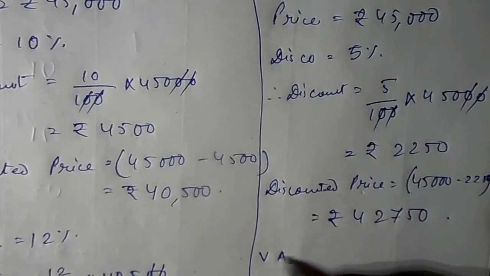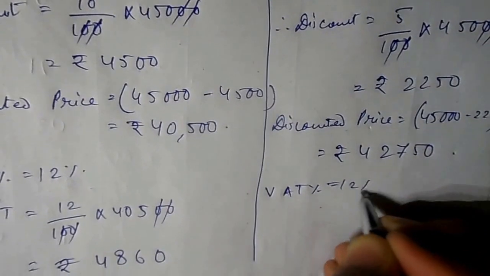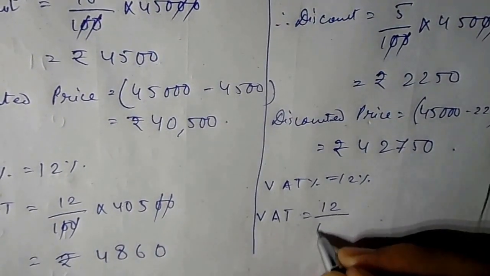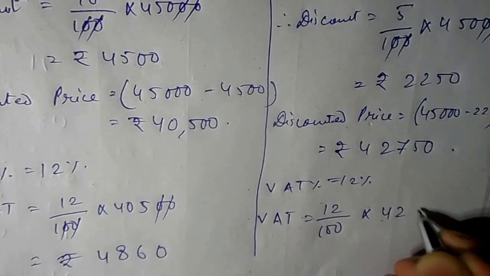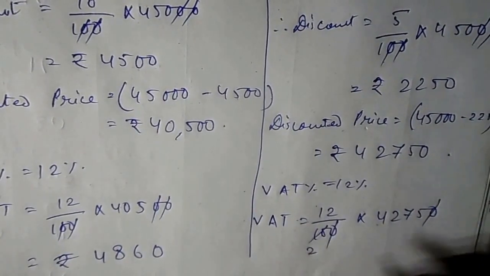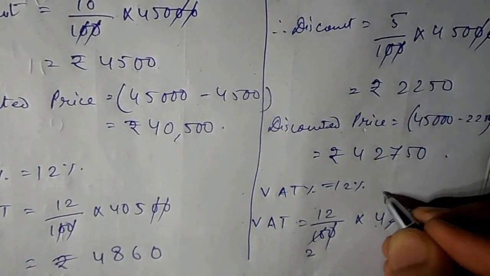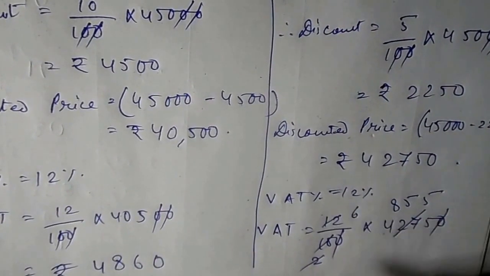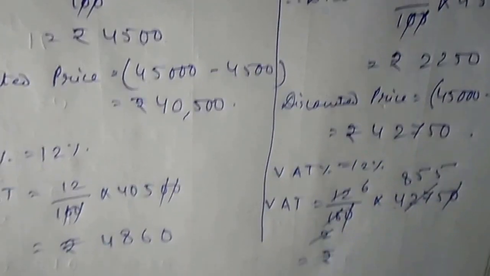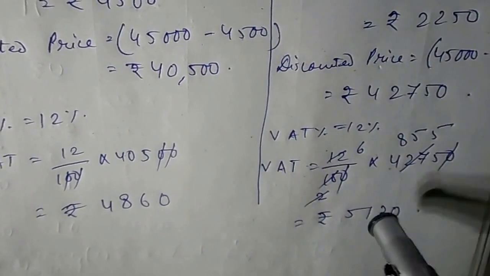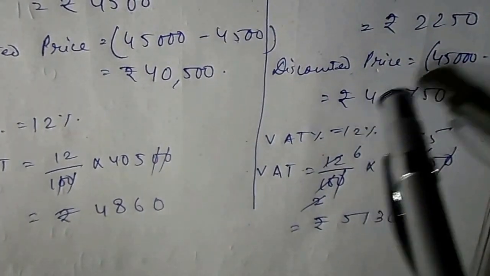Now the VAT is 12%. VAT percent equals 12%. VAT, value added tax, equals 12 by 100 into 42,750. This 5 2s are 10, 5 8 5 5s are 6, which is equal to rupees 5130. So this is the VAT paid by the customer to the shopkeeper.